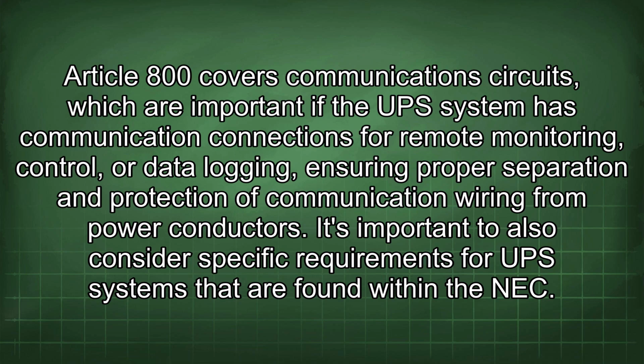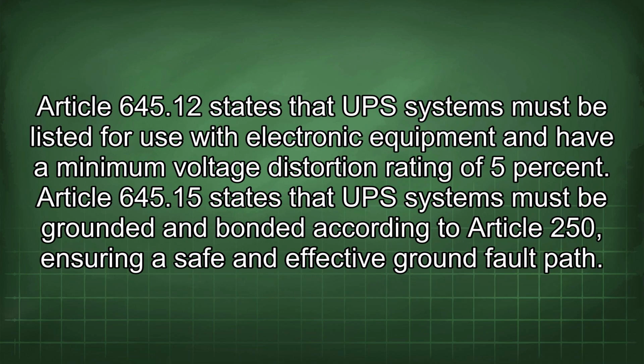It's important to also consider specific requirements for UPS systems that are found within the NEC. Article 645.12 states that UPS systems must be listed for use with electronic equipment and have a minimum voltage distortion rating of 5%. Article 645.15 states that UPS systems must be grounded and bonded according to Article 250, ensuring a safe and effective ground fault path.